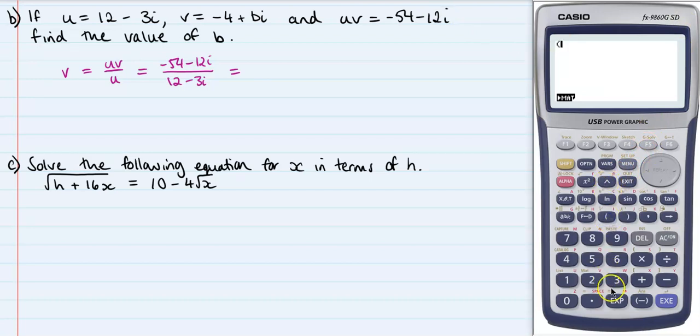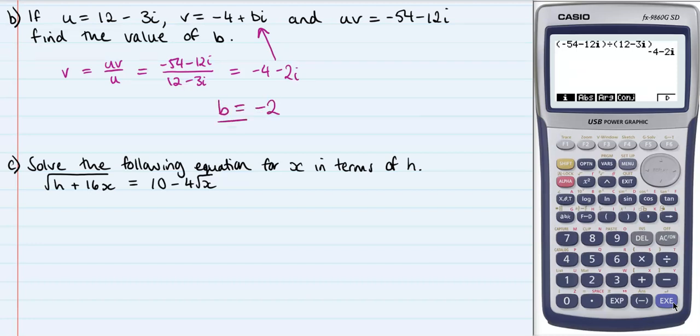and we'll put in negative 54 minus 12, and then to get the i we use our options, complex, and there's the i, and we'll divide it by 12 minus 3i. So that equals minus 4 minus 2i, and just matching up with what we've got as v over there, we can then say b is equal to minus 2.